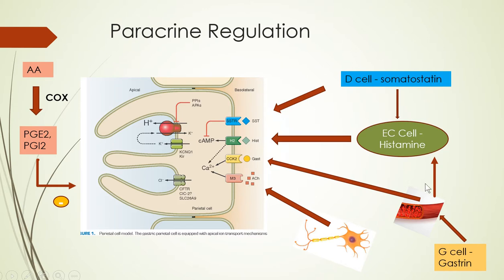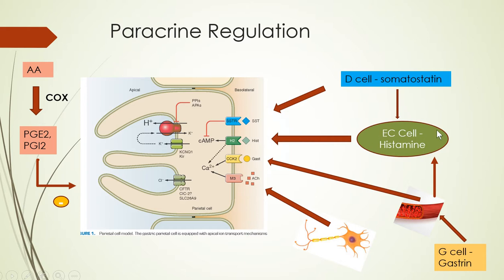So first of all, we should know that EC cells, enterochromaffin cells, are very important cells to stimulate gastric acid secretion. They secrete histamine. Okay. So they secrete histamine, and that histamine is going to bind on histamine 2 receptors, and via the cyclic AMP pathway it is going to stimulate hydrogen potassium ATPase. So it increases gastric acid secretion. First thing is the enterochromaffin cell secretes histamine, which increases acid secretion.